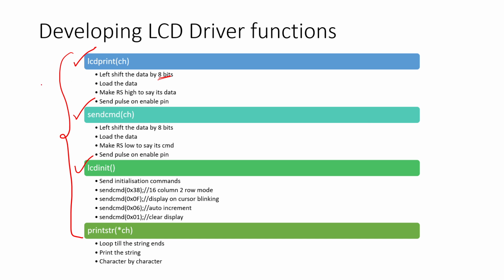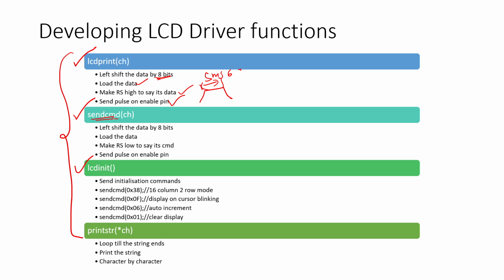So we have to left shift the data by 8 bits, so that the data is completely in the upper byte only, and then load the data. Loading the data is nothing but performing an OR operation with the particular output data register, and then making register select high to say it is data, and sending a pulse on the enable pin. This pulse width is, let's say, 5 milliseconds or 6 milliseconds.